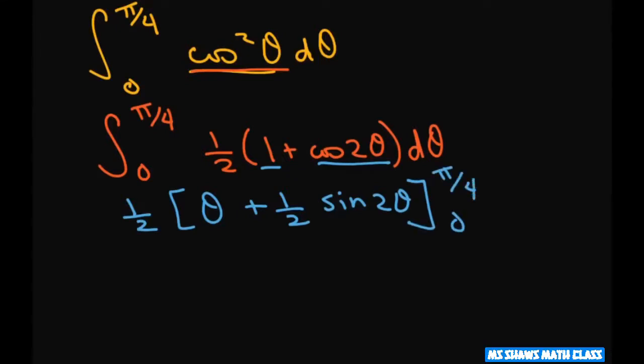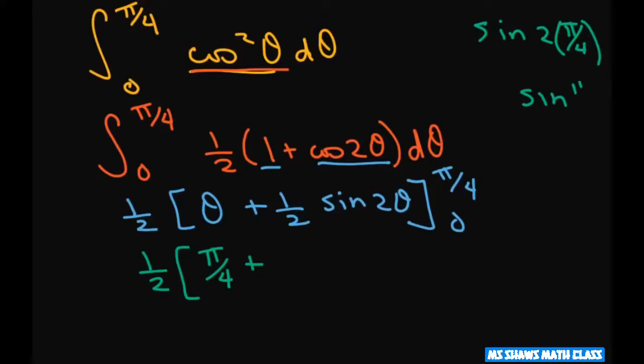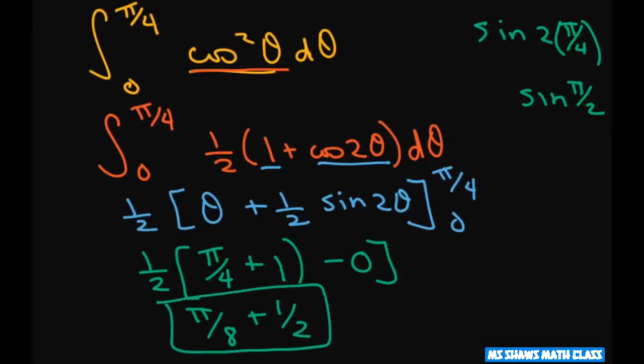So let's first plug in pi over 4. Substitute theta for pi over 4, so that's pi over 4. And then sine of 2 times pi divided by 4 is sine of pi divided by 2. So that's 1. All right. Now, when you plug in 0, you're just going to get minus 0 the whole thing. So we're going to end up getting pi divided by 8 plus 1/2. And that's your final answer.